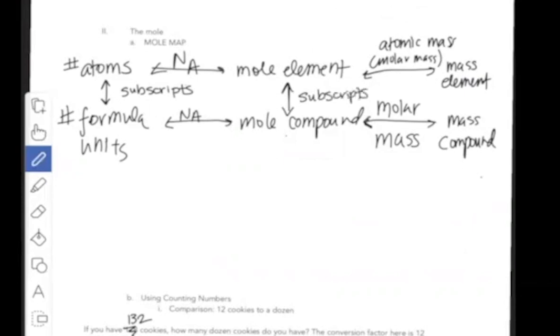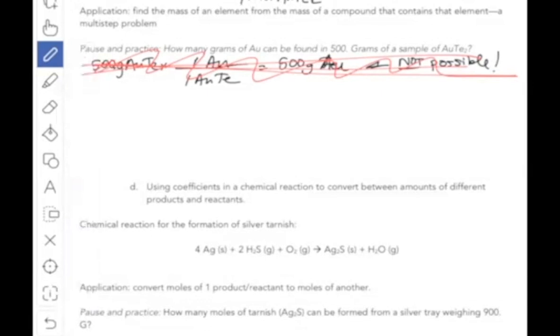This is where the mole becomes valuable. Take a look at the mole map we've been constructing this whole time. Do you see a route to get from grams of gold telluride to grams of gold? Yes. We would convert grams of gold telluride to moles of gold telluride using the molar mass. Then we would use stoichiometry: 1 mole of Au comes from 1 mole of gold telluride, to get the moles of gold alone. Then we would use the moles of gold to convert to grams.